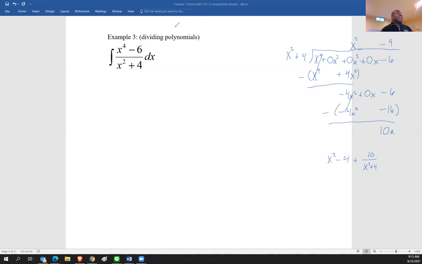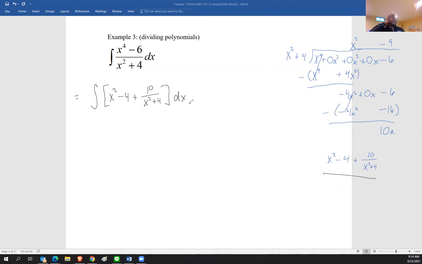So now rewriting our integral, now this is the quotient and the remainder from the division. So this integral can be rewritten using this entire expression here. So this will be equal to the integral of x squared minus 4 plus 10 over x squared plus 4 dx.